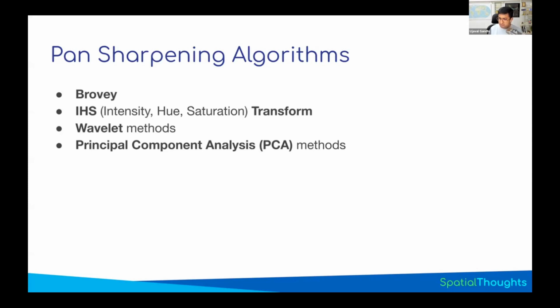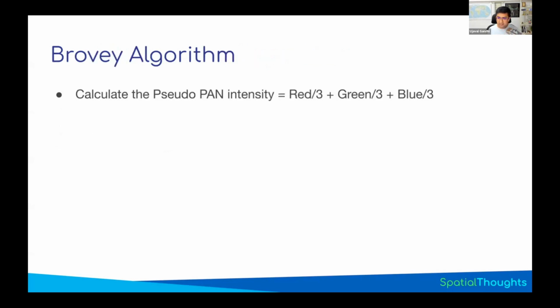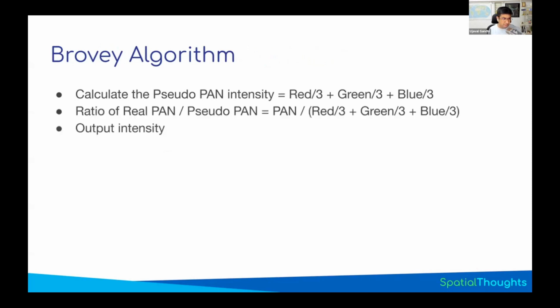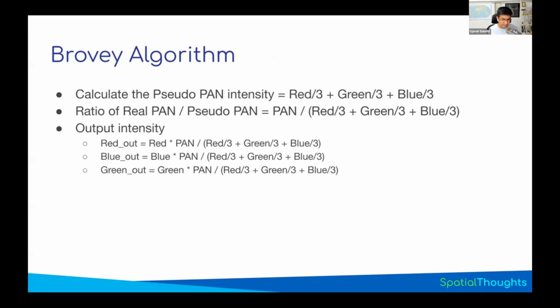And again, you'll have software that can support different options. The Brovey algorithm is very simple. It says, I have more information in the pan band. Can I take the ratio of the pan band intensity at each pixel and apply that to each RGB value? This is the formula, but it's much clearer if you do this visually, so I'll explain that visually.